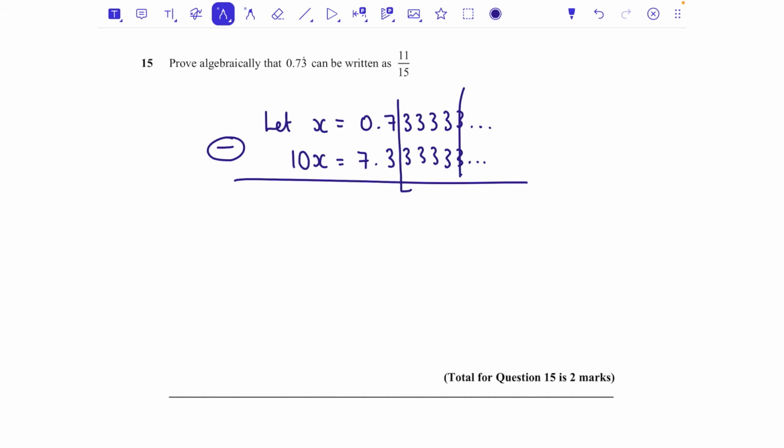Everything from this point onwards would cancel out. 3 take 3, 3 take 3, 3 take 3 is all gone. But I need to do 7.3 take away 0.3, and I'm doing the bottom row take away the top row. I can't emphasise that enough.